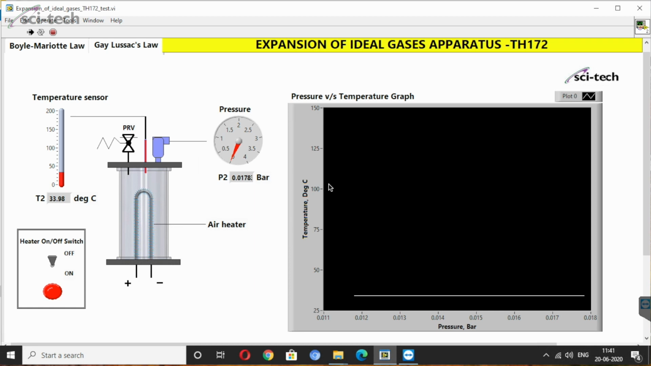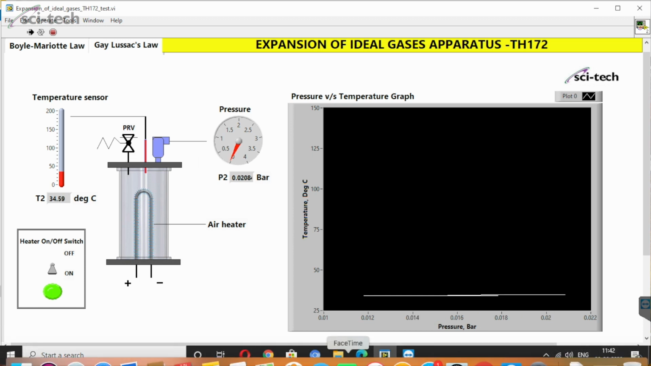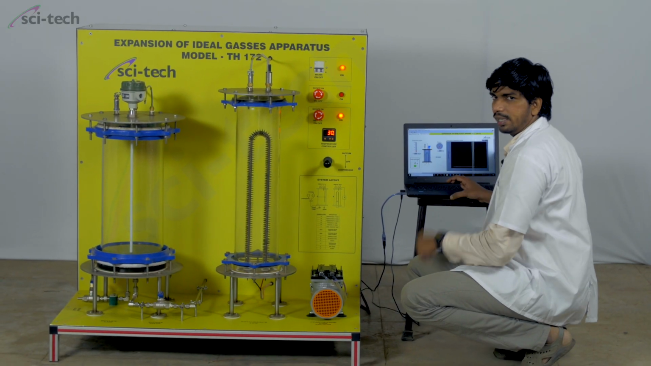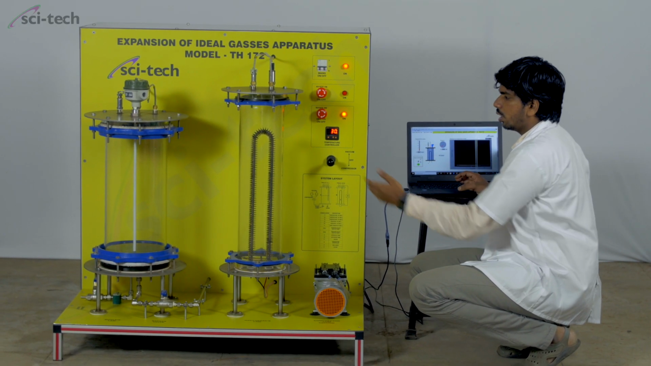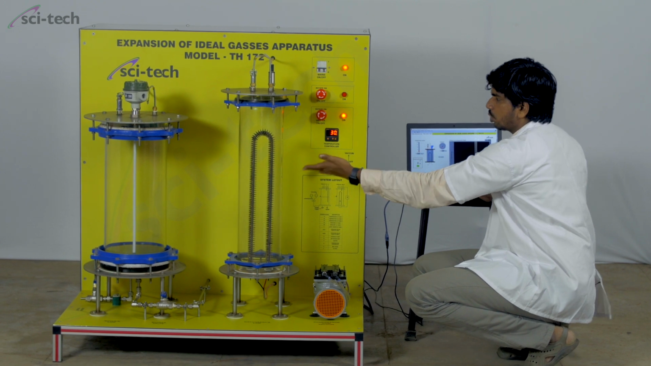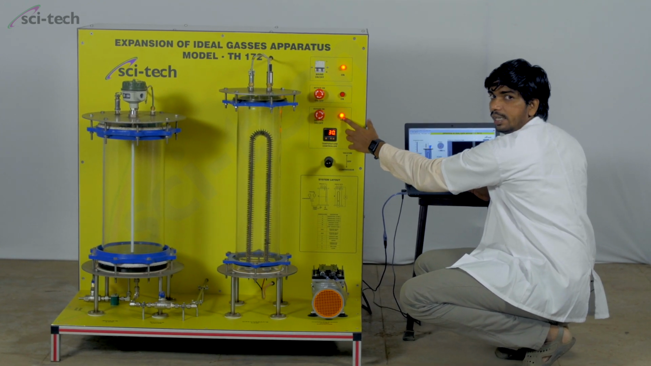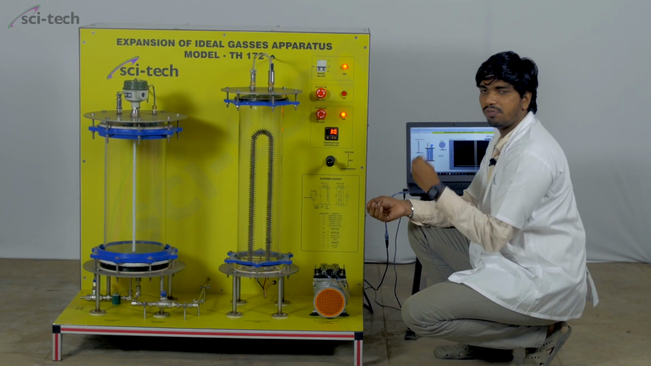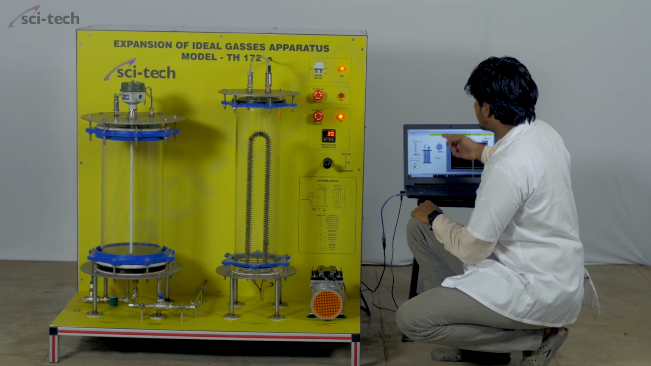Now let's get started by switching on the heater. You can turn it on with the help of the manual switch or directly from the application. I will go from the application. There is one toggle switch. By turning it on, our electric circuit is on and the heater is on, as the indication shows: our red LED for the heater is on. Now wait for a few minutes, say 5 or 6 minutes. Our observation has already started.